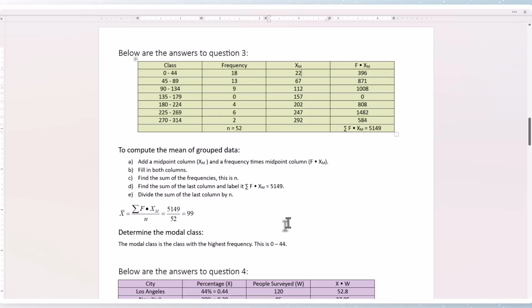Finally, the modal class is the class with the highest frequency. The highest frequency is 18, thus the modal class is 0 to 44.